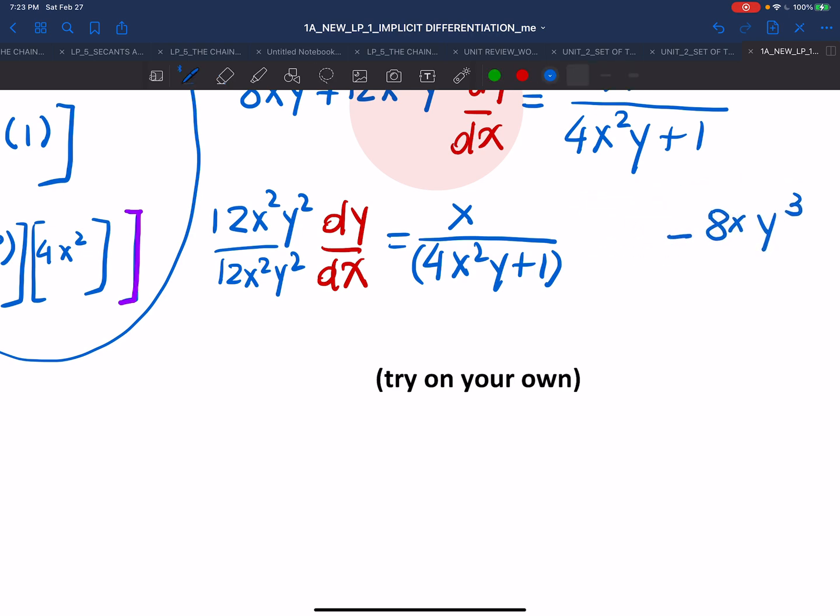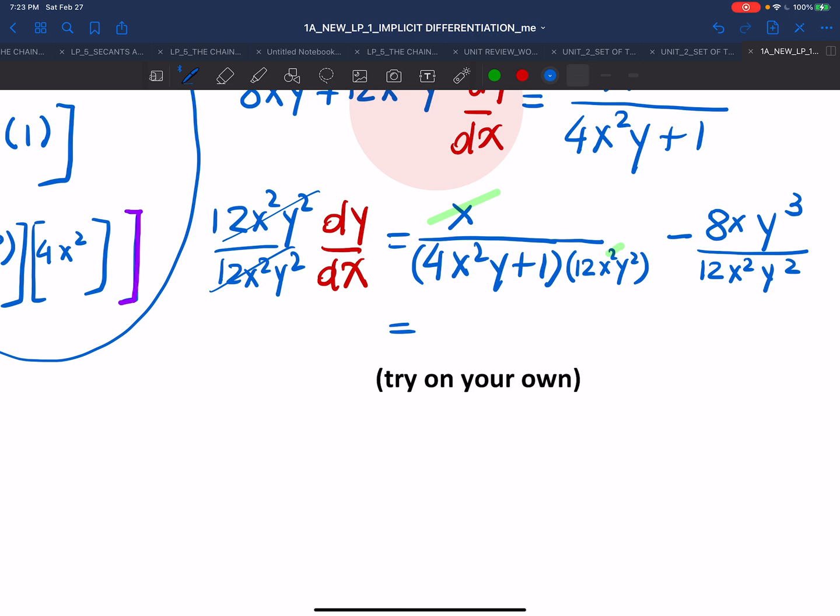Okay, so if we divide by 12x squared y squared, that means we are dividing both terms, or every term in the equation. So we have 12x squared y squared in here and 12x squared y squared in here. So we can simplify, and what we have here is the x, and one of the powers here will reduce.